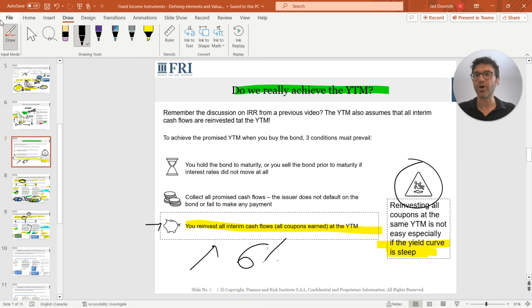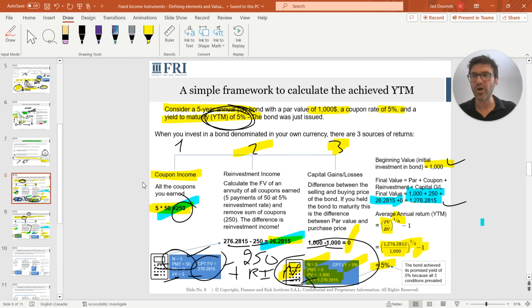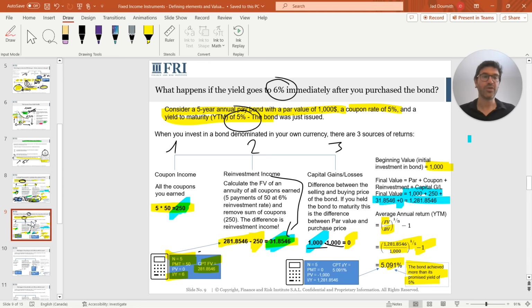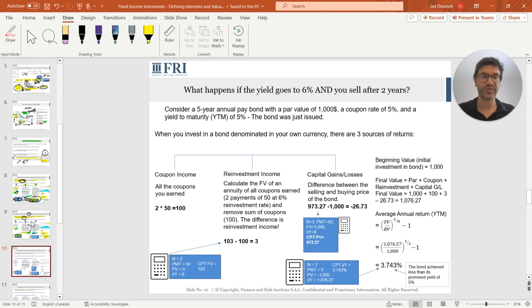6% rate of return. And this is quite important. This is why we actually achieved a rate of return that is higher than the promised yield to maturity: 5.091 versus 5%. Because we respected the three conditions and more. We reinvested the interim cash flows at a rate that is higher than 5%.